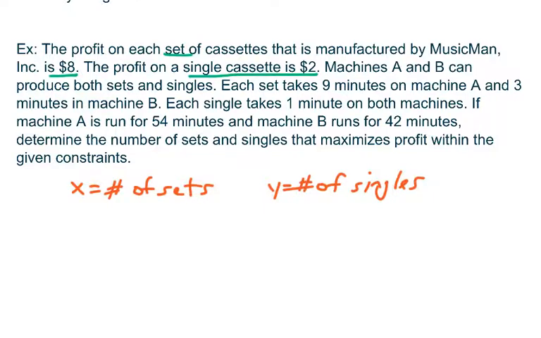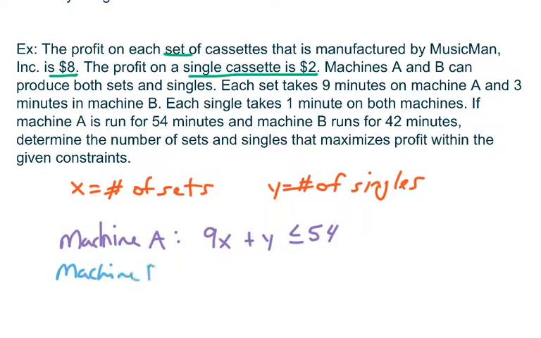So let's talk about machine A. We know that it takes 9 minutes for a set on machine A, so 9x. Singles are 1 minute. It says it right there. So it'll be 9x plus y, because we're talking about the total amount of time that the machine is running. It says machine A is run for 54 minutes. Now, we can't go over that, but we could have less than that. So we'll have less than or equal to 54. Okay? Machine B. Let's talk about machine B.